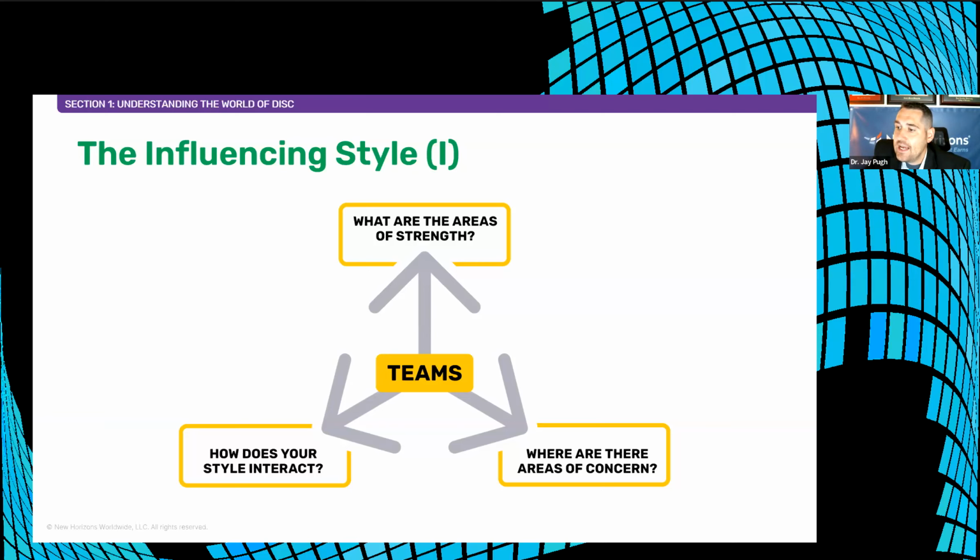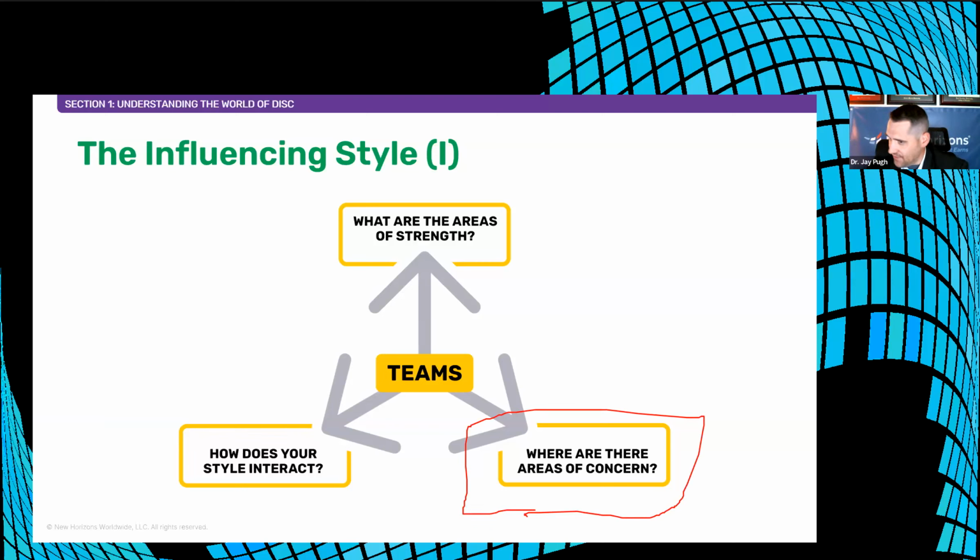Absolutely. I would say that if D's are more about what, what do we know, what do we understand, what do we see, I's are more about why does this matter? Why should we care, right? And they care about being understood. Now, I'm seeing strengths in this area. What are the areas of concern?